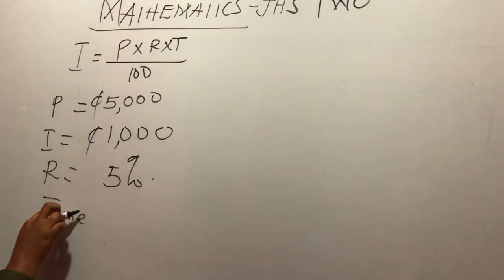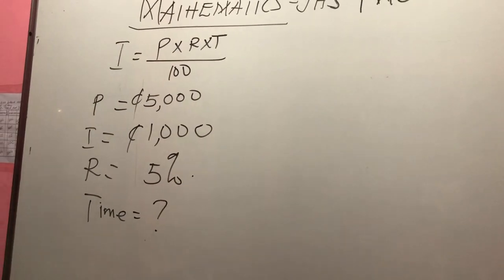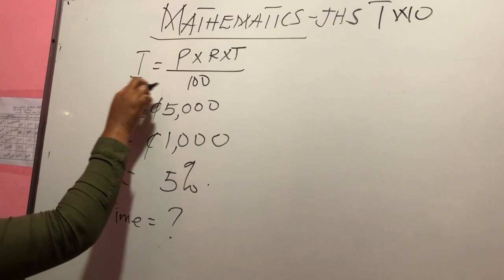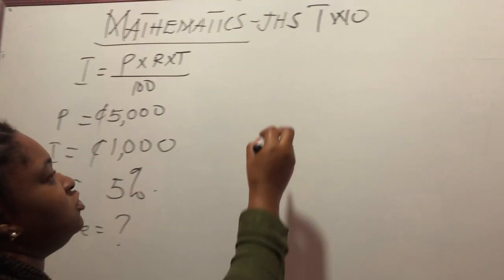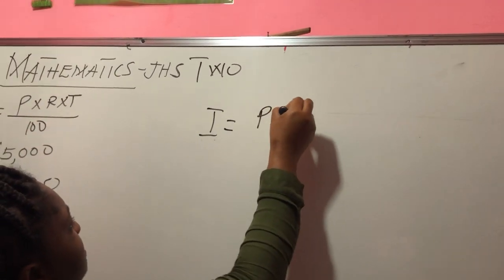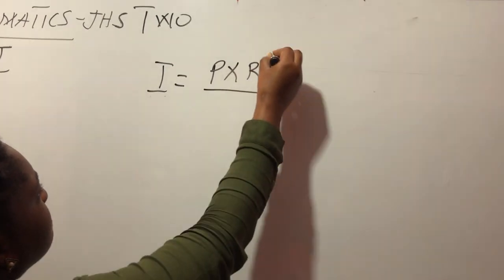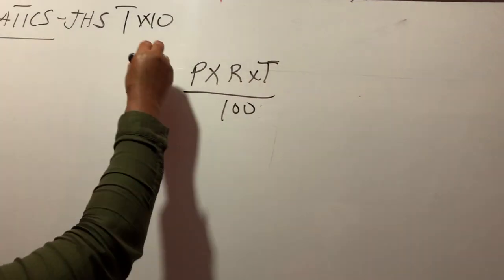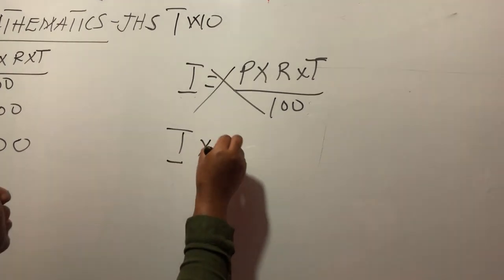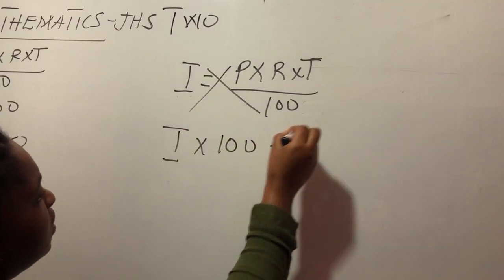You are finding time. Do you remember what I told you? If you are finding time, you have to make time the subject of the equation. So this is how we do it. Interest is equal to what? P times R times T over what? 100. Cross multiply. Interest times 100 is equal to what?